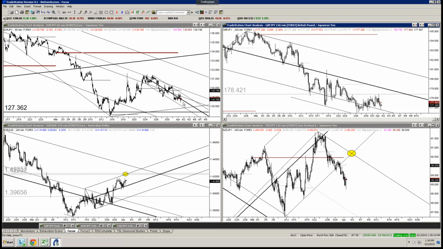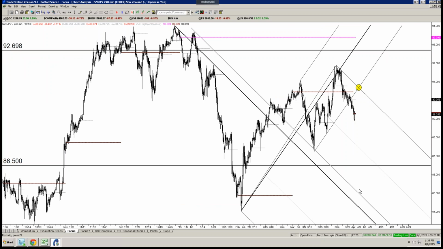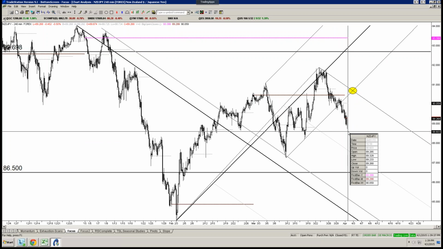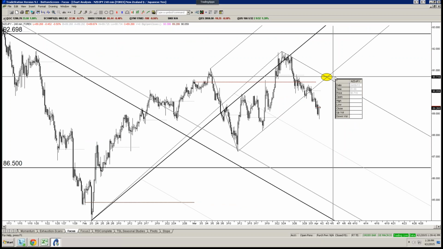So that's with pound yen. Kiwi yen is very interesting. If we look at Kiwi yen, this goes all the way back to the December high using these three pivots. We might actually have a big bearish slope to work with here.